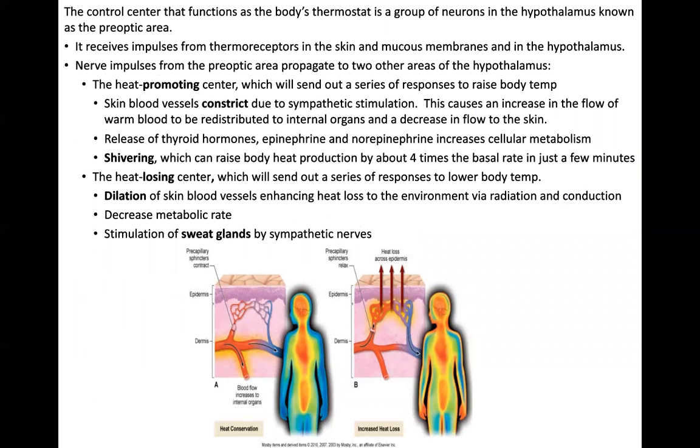All right, last slide here. A control center, as we've learned previously, functioning as your body's thermostat is up in your hypothalamus in its preoptic area. It receives impulses from the thermoreceptors in our skin, as well as the mucous membranes, and even within the hypothalamus itself. Okay. As a result of that input, the hypothalamus carries out signals that are either going to promote heat formation or to promote heat loss.